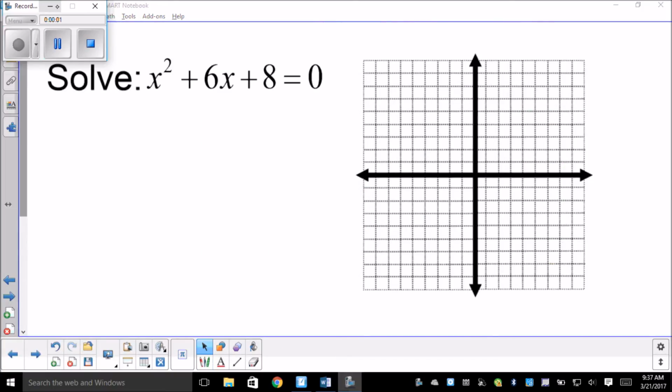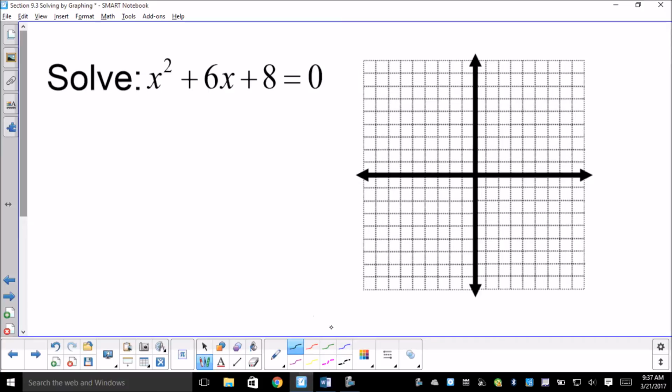Now let's take a look at an example of solving a quadratic equation by graphing when we aren't given the graph. If you want a more in-depth version of how to graph a quadratic, you can go watch my other video. This one's going to be kind of brief. Basically, we're going to ignore the 0 for a moment and graph the equation y equals x squared plus 6x plus 8.